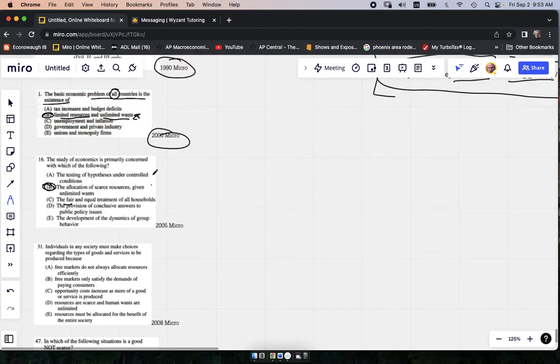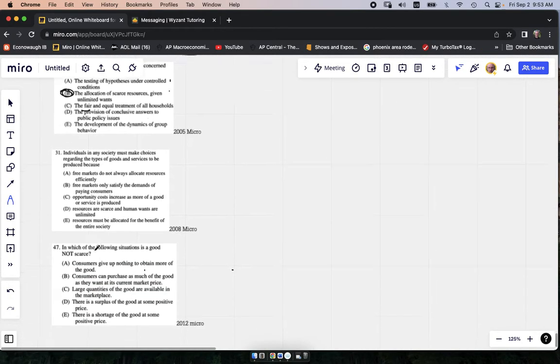Now, these might be true. I mean, the study of economics is concerned with those things, but the problem, the economic primary problem, is scarcity, right? That everything kind of stems from that. So let's move on. 31.